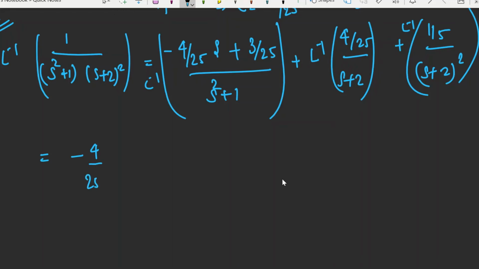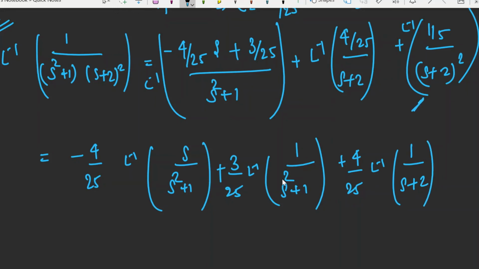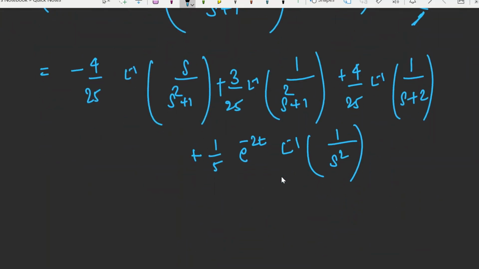Minus 4 by 25 L inverse of s by s square plus 1 plus 3 by 25 L inverse of 1 by s square plus 1 plus 4 by 25 L inverse of 1 by s plus 2. What shall we do here? S plus 2 the whole square. We have to use the reversal process of shifting property. Plus 1 divided by 5, s plus 2 can be written as e power minus 2t L inverse of 1 by s square. Now directly we can substitute all the values.